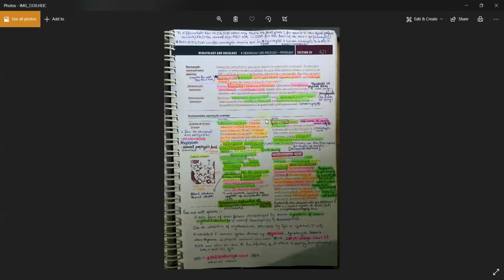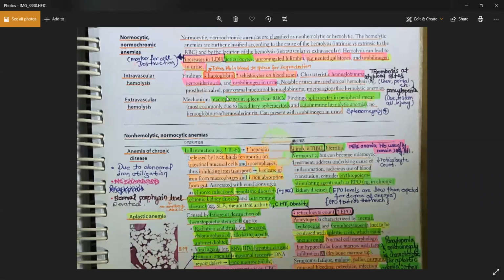So we have discussed the microcytic type of anemias, we have discussed the macrocytic type of anemias, and now comes the normocytic normochromic type of anemias. And we have discussed the causes. Either it could be a non-hemolytic type or it could be a hemolytic type.